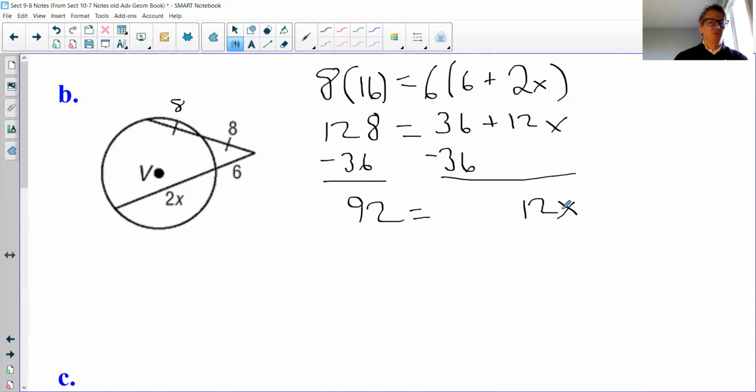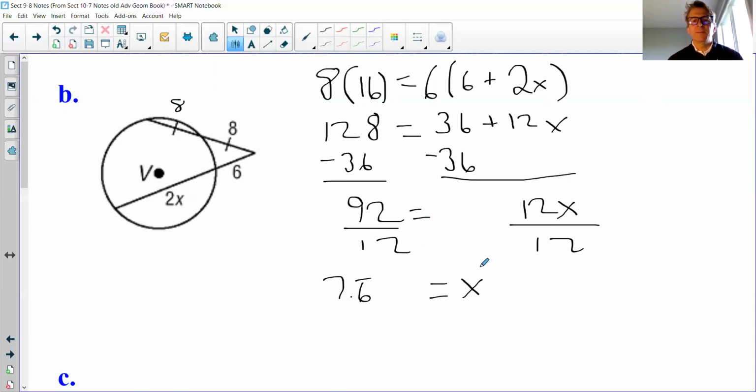Okay, so dividing by 12 on both sides, you end up with an answer of 7.6, repeating. 7.6 with the 6 repeating. Letter C.